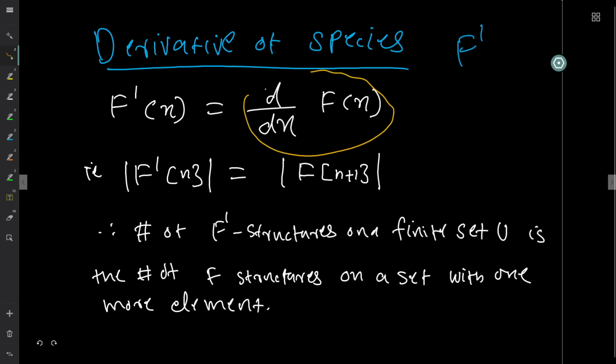What I want is that the generating function for the derivative species F prime matches the derivative of the generating function of the species F. Now, from this equation, we know immediately that the cardinality of F dash of n, where you are looking at the set 1 to n, an n element set, the number of structures of type F dash on this is basically F of n plus 1. From this it should be immediately clear.